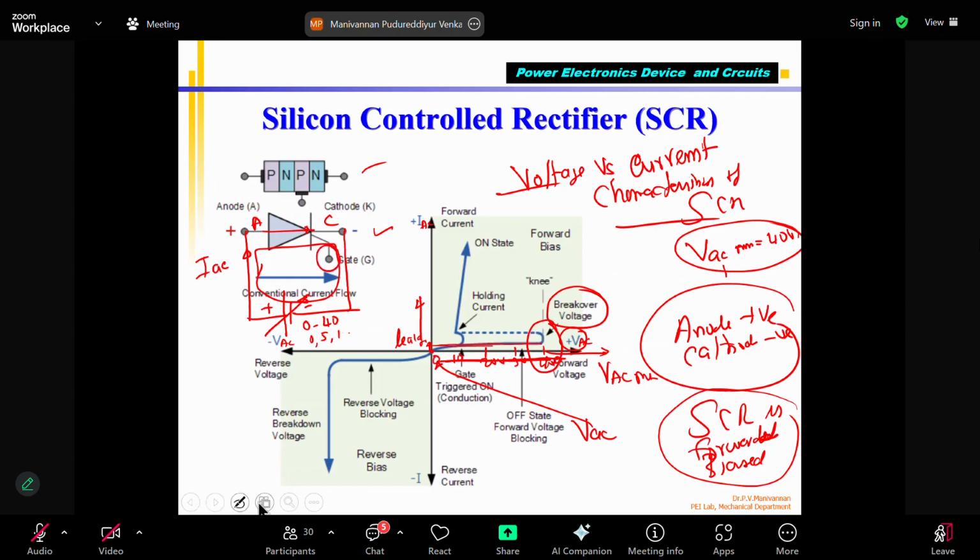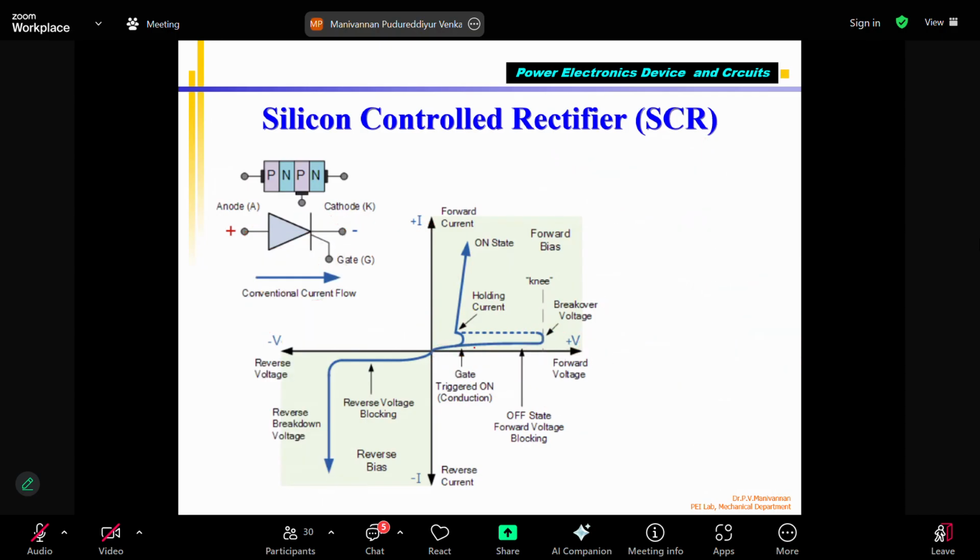please see what I am showing here. Here I am increasing voltage: 0 volts, 10 volts, 20, 30, this is 40. But I have supplied only the anode to cathode voltage, VAC alone. I have not given the gate anything, VG equal to 0. But even then, if the applied voltage across anode and cathode reaches 40 volts, current will automatically start flowing. That is called breakdown voltage.